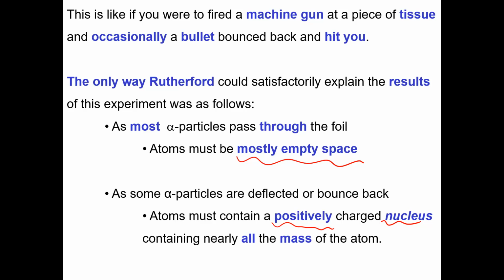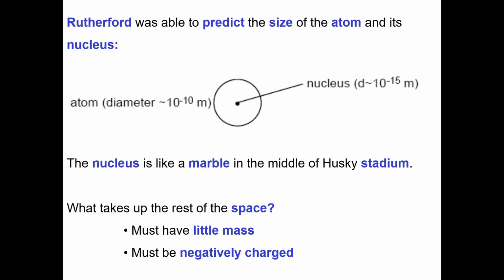And because it was able to bounce back these very fast-moving alpha particles, that positive nucleus must contain nearly all of the mass of the atom compressed down to a tiny, tiny speck. And he spent a long time calculating how dense the nucleus of the atom might need to be in order to stop an alpha particle and send it back in the other direction. So, doing these calculations, Rutherford was able to predict the size of an atom and its nucleus.